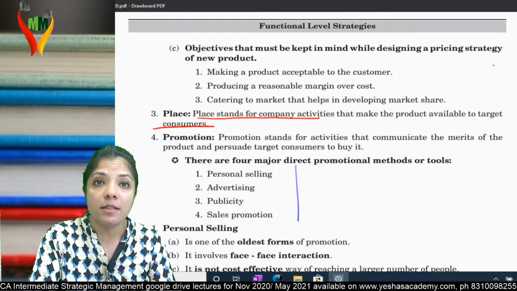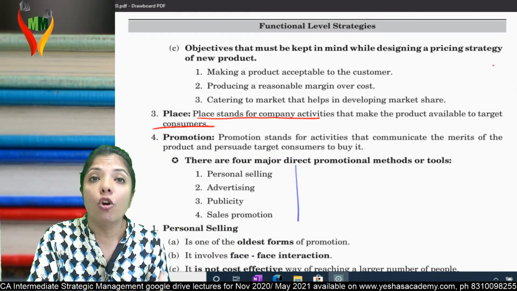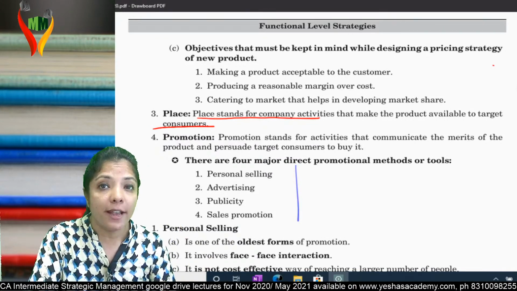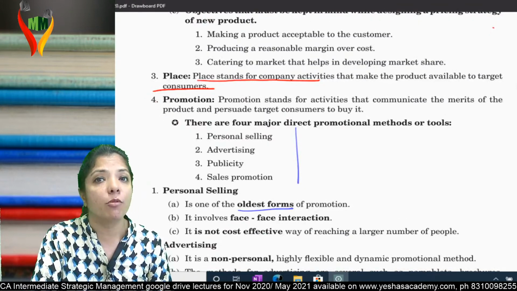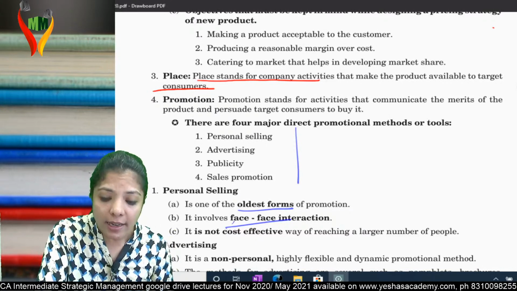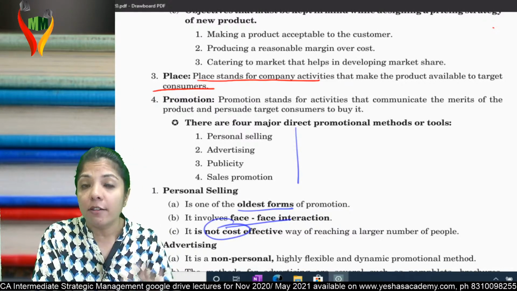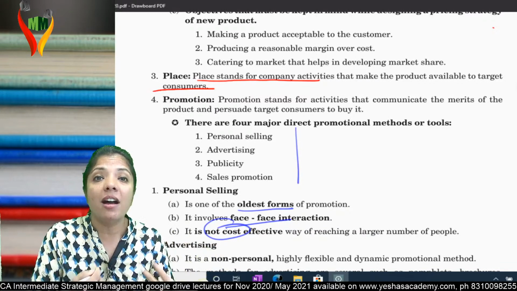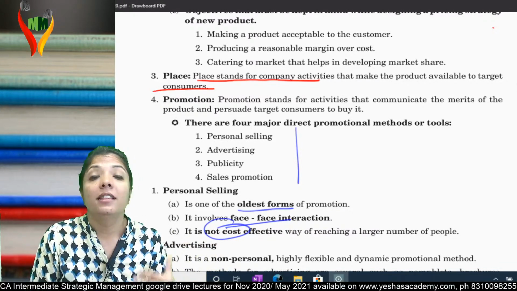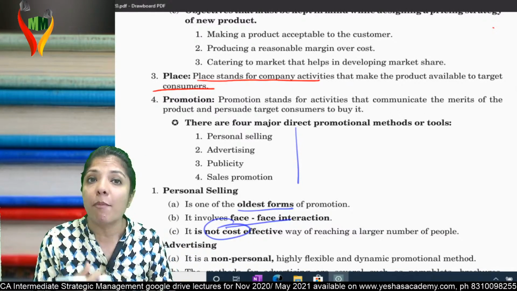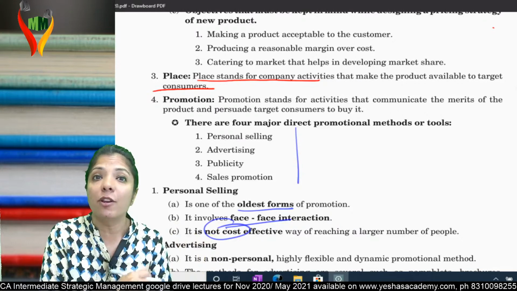Now, what is personal selling? Personal selling means door to door, face to face. It is the oldest form of promotion, with face to face interaction, and it is not at all cost effective because at one point of time you cannot entertain a large number of customers. In fact, they're not even customers, they are your prospective customers. You may keep on telling about the product and in the end they may say that they don't want to buy.